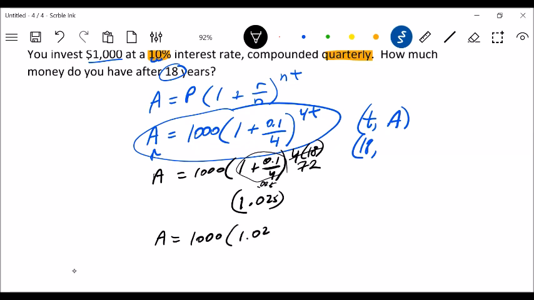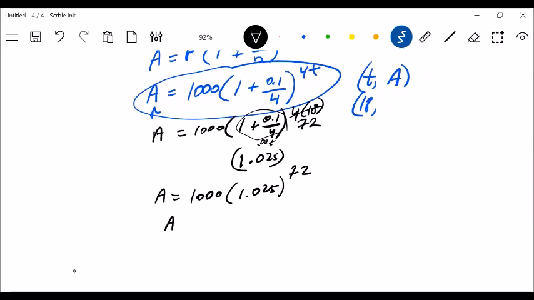1,000 times 1.025 to the 72nd power. And that gives us an amount of approximately $5,917.23.